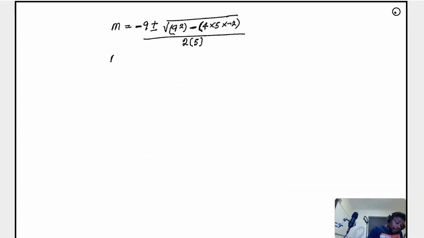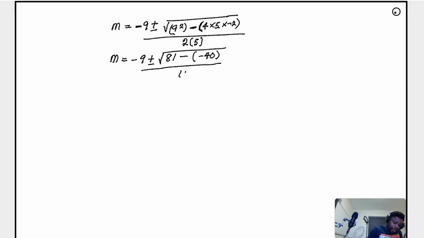So we have m is equal to minus 9 plus or minus the square root of 9 squared, which means 9 times 9, which is 81, minus 4 times 5, which is 20. 20 times minus 2, that is minus 40.